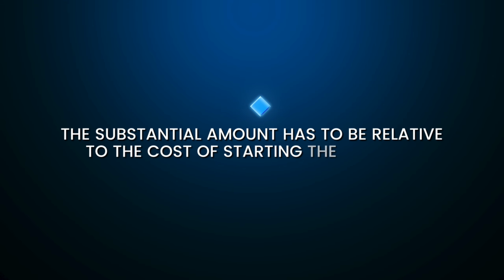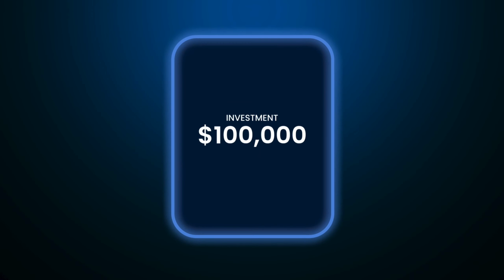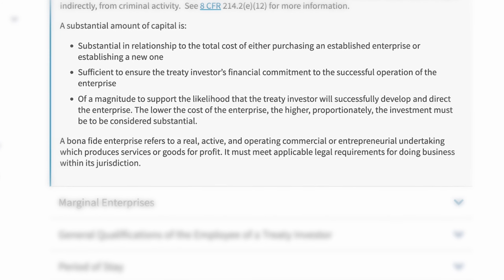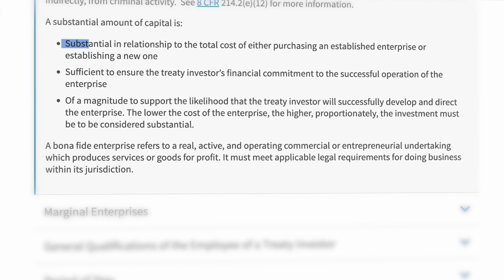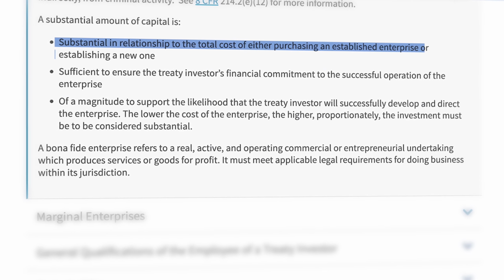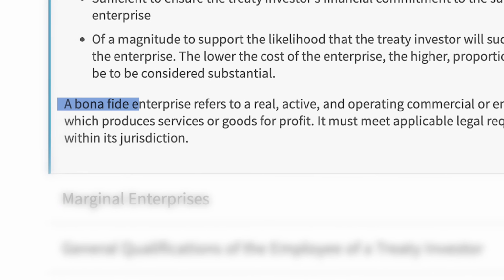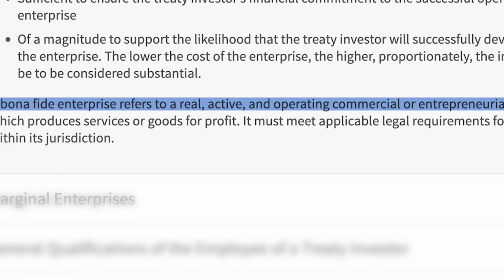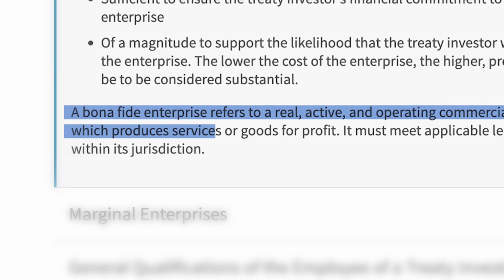The reason for that is because the substantial amount has to be relative to the amount it costs to actually start up the business. So let's say you're starting up a small business or you're acquiring one, let's say a convenience store, a gas station, a clothing store. That's generally going to work if you invest $100,000. As you can see here on the USCIS website, a substantial amount of capital is substantial in relationship to the total cost of either purchasing an established enterprise or establishing a new one. It also goes on to say a bona fide enterprise refers to a real, active, and operating commercial or entrepreneurial undertaking which produces services or goods for profit.